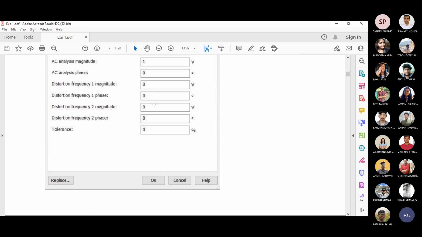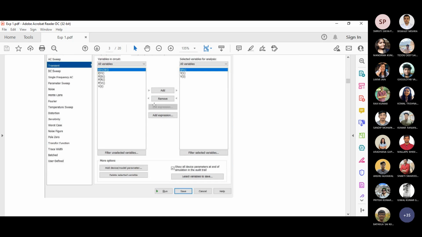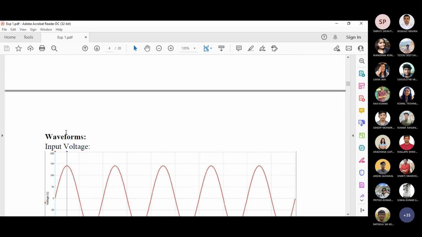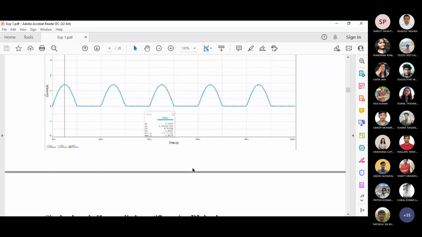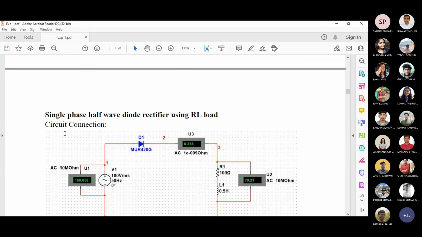But the simulation section is more important. Here you have to provide the waveforms, then discussions: what you have observed from these three diagrams. Three meters are there, that's why three diagrams are coming. Then the simulation diagram and circuit configurations.